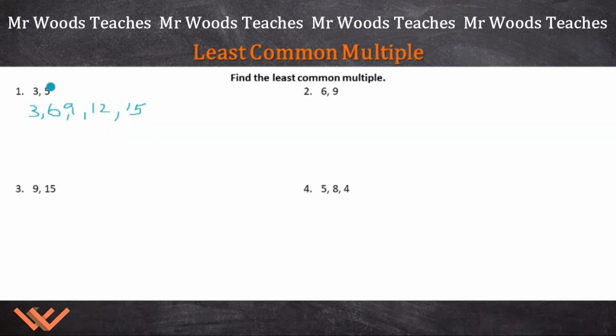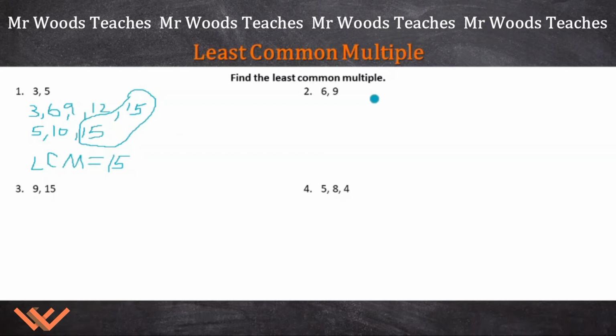Now, if I multiply 5 the same way, there's 5, 10, and 15. I can stop because right here is the least common multiple. So I would write out LCM for least common multiple equals 15. Sometimes the LCM is when you just multiply the two numbers together, but that's not always the case. Let's take a look at number 2.